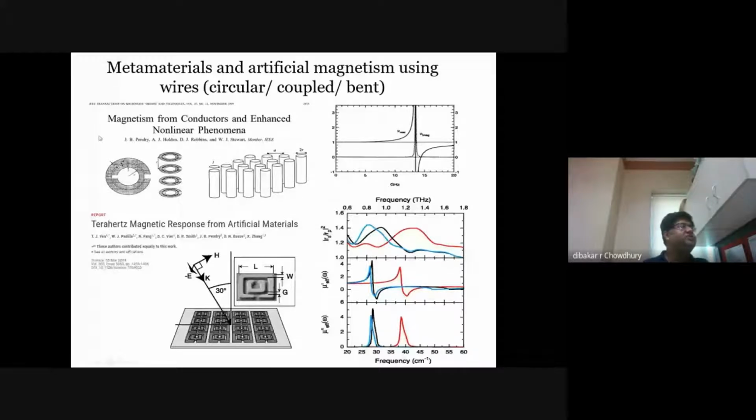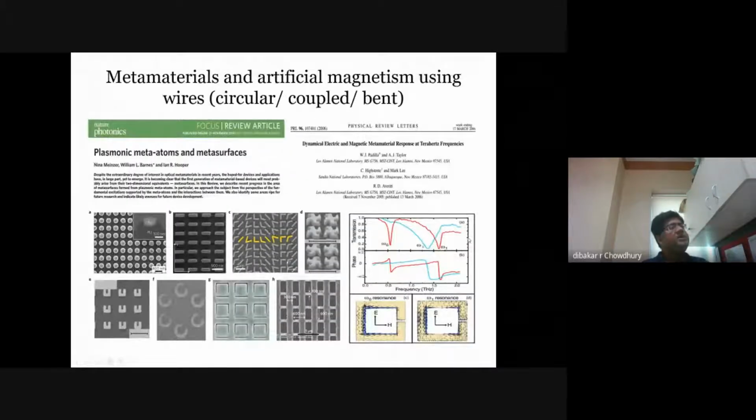So first, Pendry proposed these structures of split ring resonators and these dipoles, and there he showed that negative permeability is possible. Moving ahead, in 2004, Xiang Zhang's group from Berkeley showed terahertz response from artificial ring resonator, and this structure became later very popular. And there they showed that this permeability can be controlled, the real and imaginary part. So moving ahead, there are many variations of structures that came into picture. So this is a very good review article. Those who want to read can read.